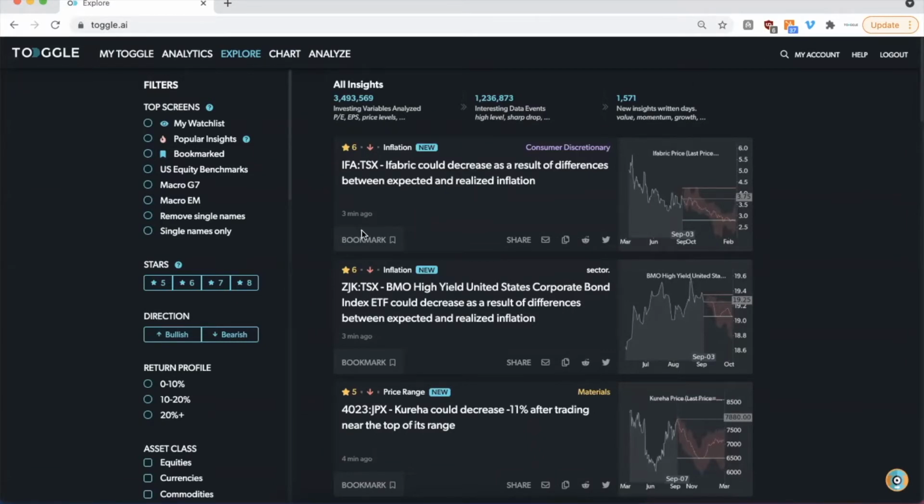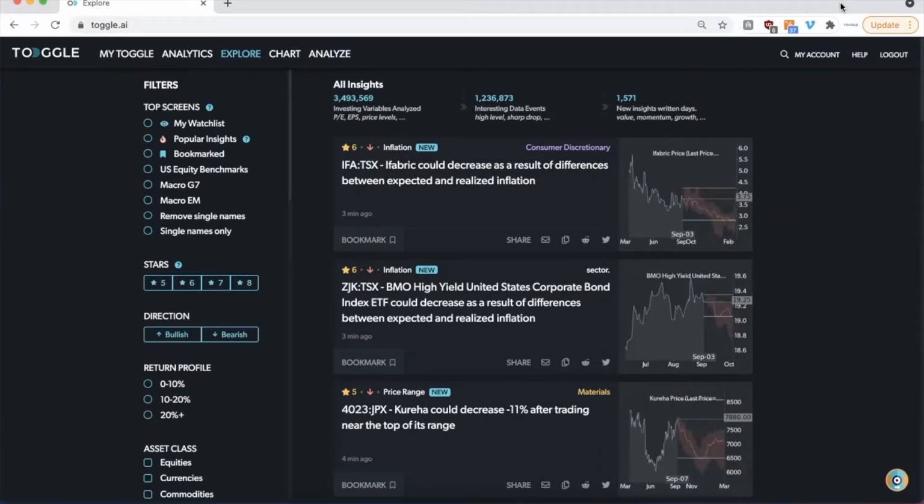As you can see, all these little boxes, they all relate to insights. You can think of an insight as a way for the system to communicate with you about an event, the effect of that event, and what the system predicts could be a potential price of an asset based on historical performance. And why would anyone use Toggle?